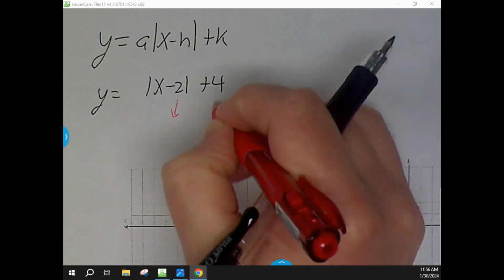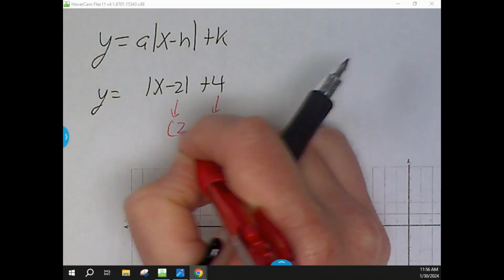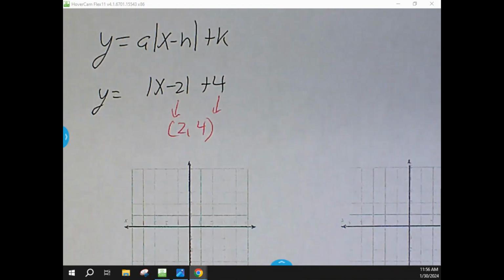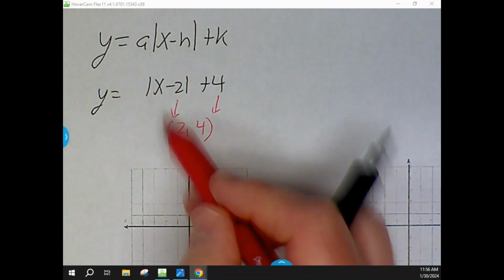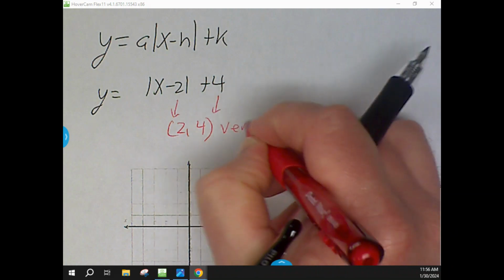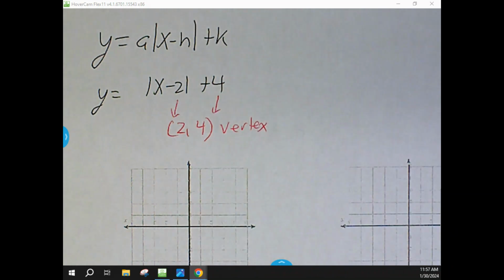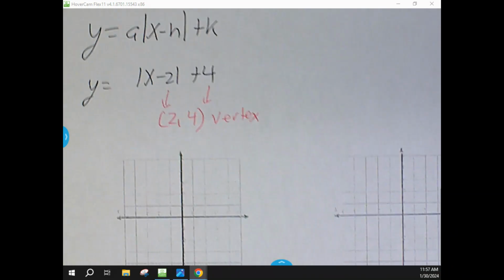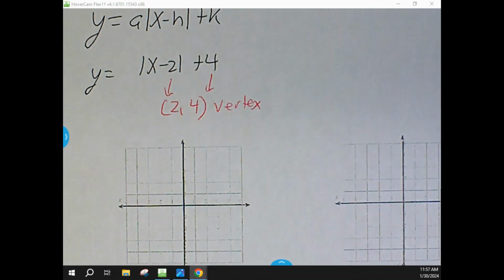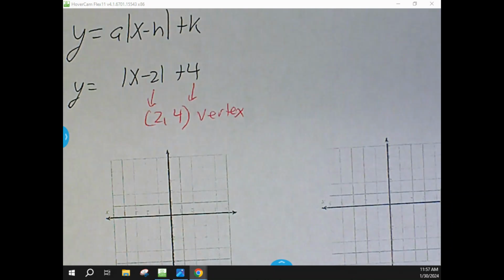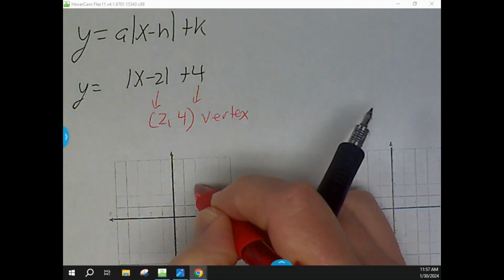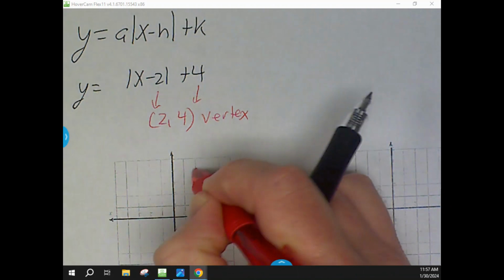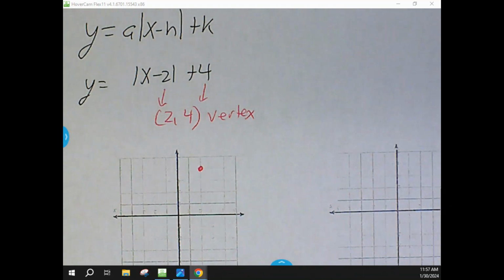This is your H, this is your K. So when I ask you to find the vertex, all you have to do is change this sign on the inside because it's the opposite horizontal direction. So it's 2, 4, and that's your vertex. Okay, so when we go to graph this one, we're going to go to 2, 1, 2, 3, 4. Put a dot there.